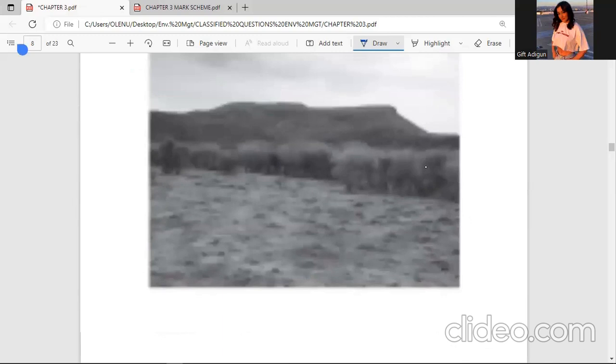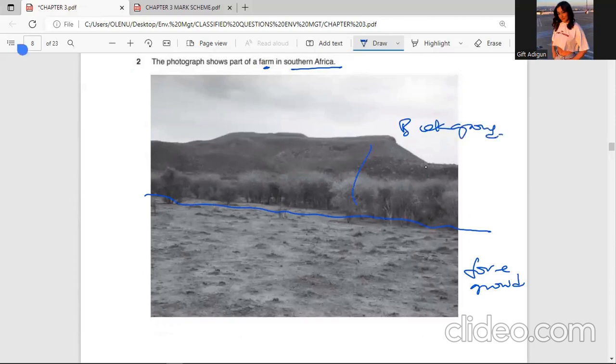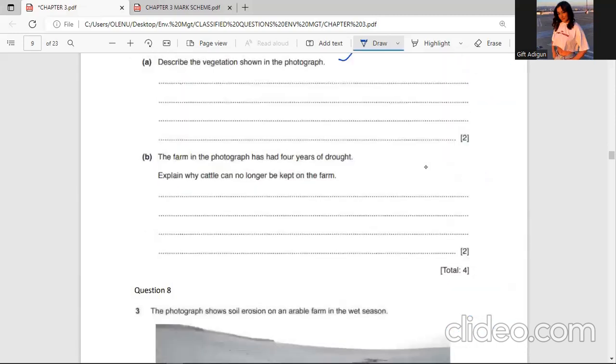So this photo, you can divide into two parts. This part here should be the background. If you want to describe the foreground, you find that the vegetation has been cleared, there is drought, there is poor vegetation within this area. Then if you look at the background, there is dense vegetation around the mountainous area. So within the mountainous area, the vegetation is more dense.